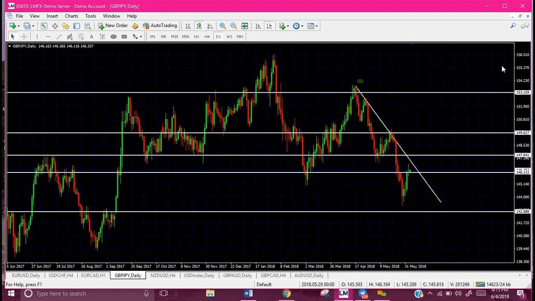This is beautiful. It's not like you always get a setup like this. And this is on a daily. So we're going to take it down to a smaller time frame as well. We can expect price to come up to this trend line and fall.